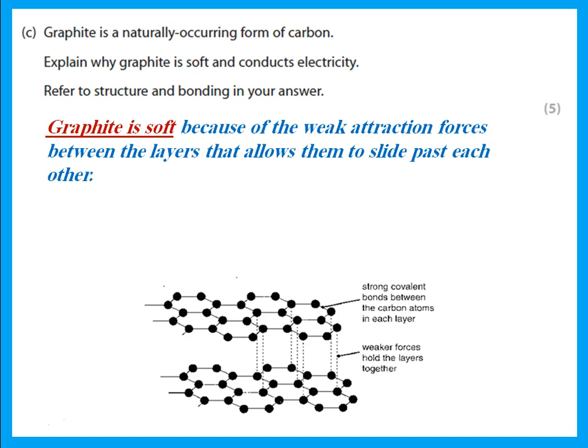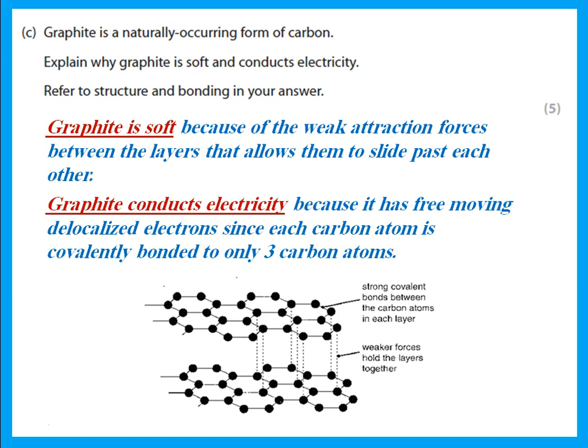Why does it conduct electricity? Because it has free-moving delocalized electrons. It has free-moving delocalized electrons because each carbon atom is covalently bonded to only 3 other carbon atoms. So each carbon atom should have 4 electrons in its outer shell because carbon is in group 4. If it's using only 3 of them for bonding with other carbon atoms, then each of the carbons has 1 electron that is free to move and conduct electricity.